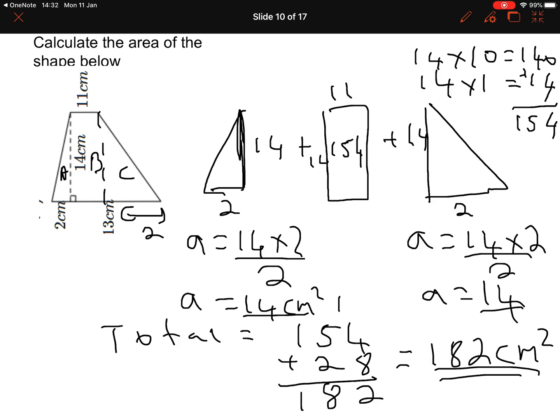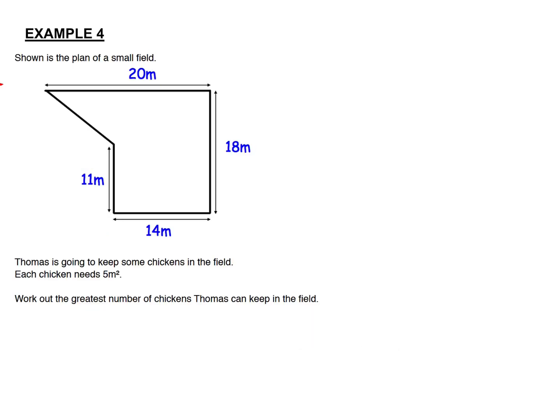Well done for getting that right, if you've got it right indeed, okay? Now, the next two examples are going to be exam-style questions, okay? Which is quite popular. So, copy this down, please.